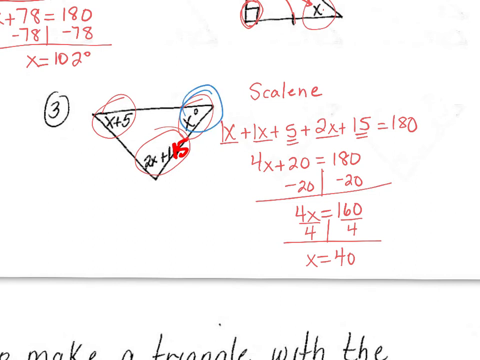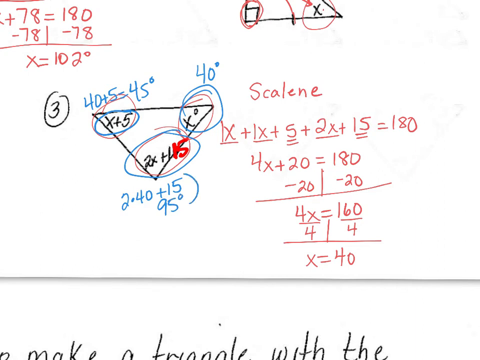This angle right here is going to be 40 degrees, right? This one, it says x plus 5. What's x? 40. So we take 40 plus 5, which is? That one's 45 degrees. This one is 2x, so 2 times 40, which is? Plus 15. This angle right here is 95 degrees. So one's 40, one's 45, and one's 95. So it's scalene and it is obtuse.